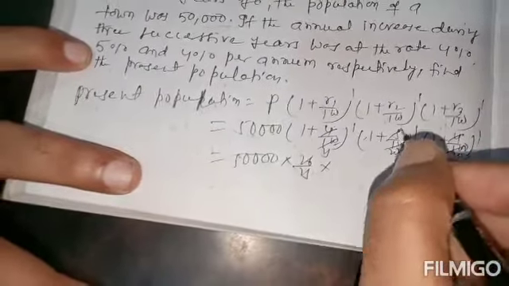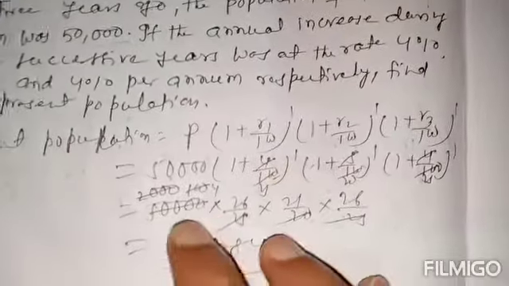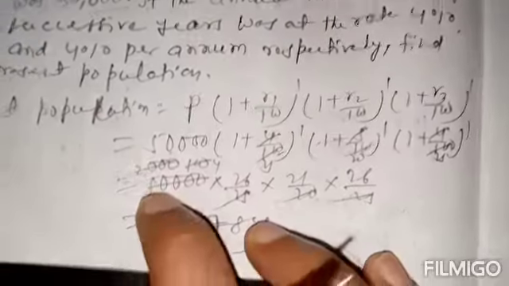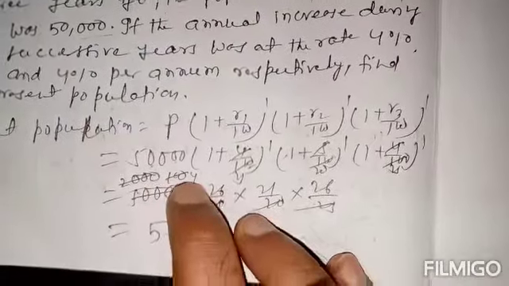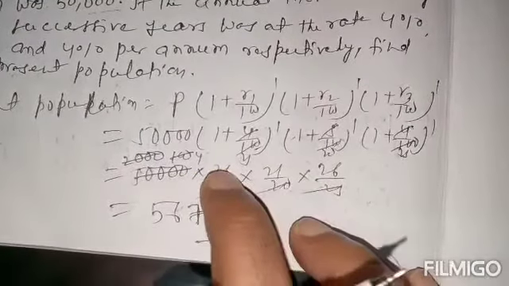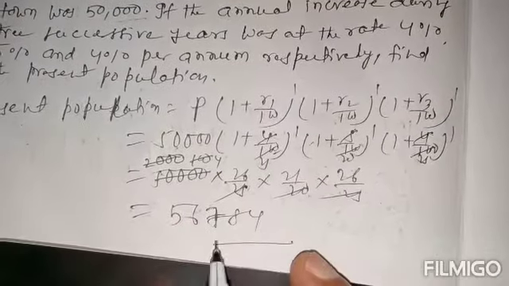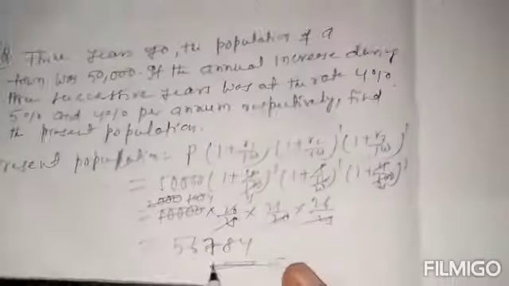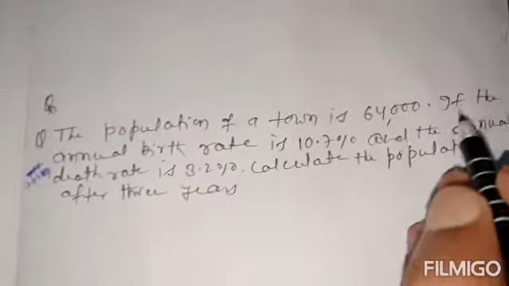Here 25 twos are 50, so 50,000 divided by 25 gives 2,000, again divided by 20 gives 100, again divided by 25 gives 4. Now 26 into 21 into 26 into 4 is equal to 56,784. It means the present population is 56,784.